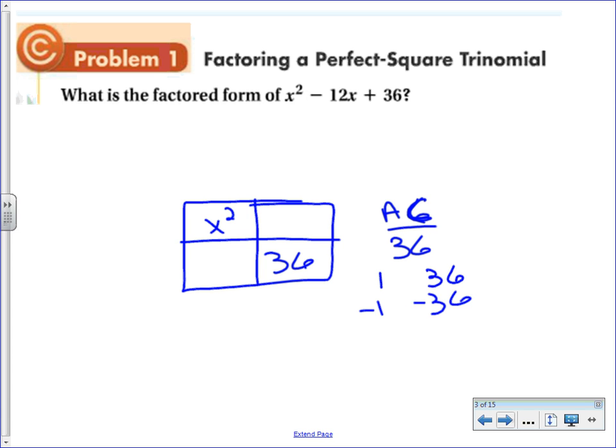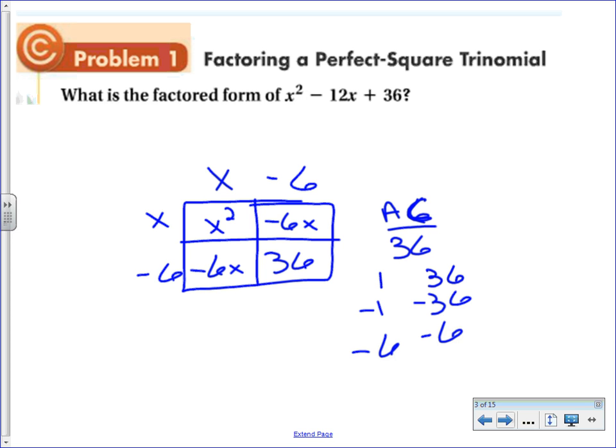But we can go straight to our answer here. It really is negative 6 and negative 6. When you multiply them, you get a positive 36. When you add them, you get negative 12. Negative 6x goes here and here. Things you can factor out from the top down are x, negative 6, from the side, x, negative 6.